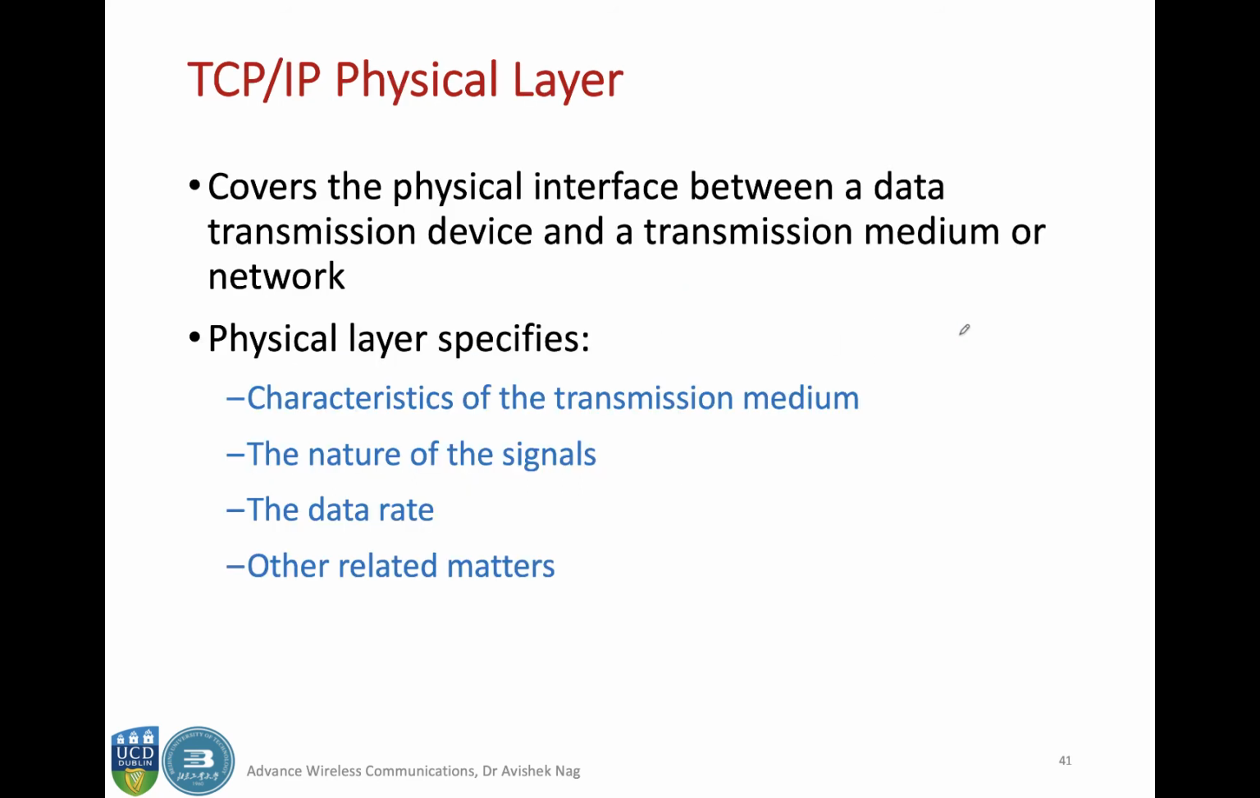So now let's focus on the detailed functions of these layers. So physical layer, as I said, covers the physical interface between the data transmission device and the transmission medium. So it takes care of all these transmission related activities, like what will be the data rate, what will be the modulation format, what will be the nature of the signals, etc., and other related matters.